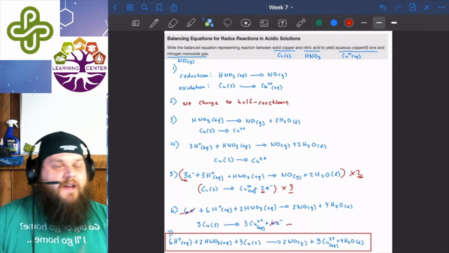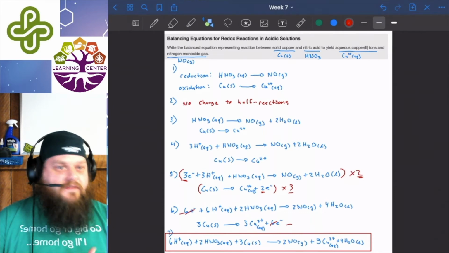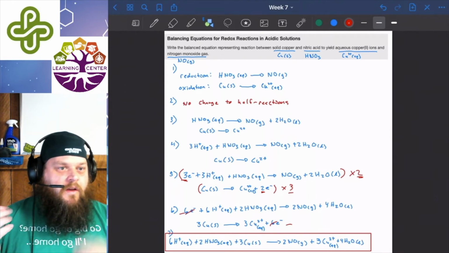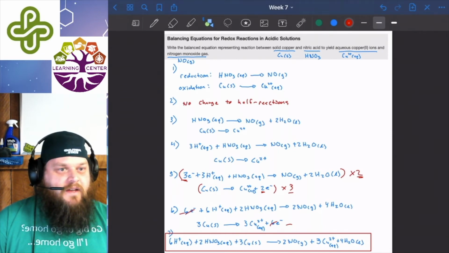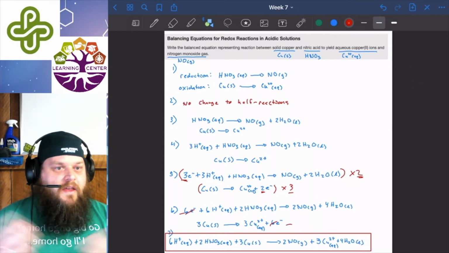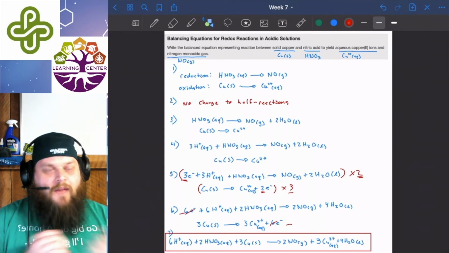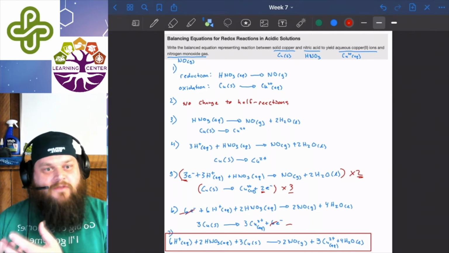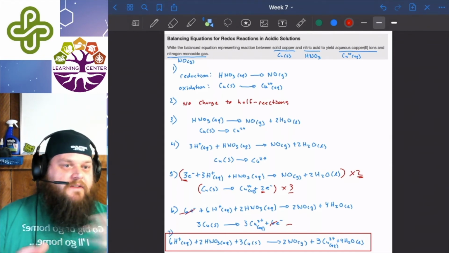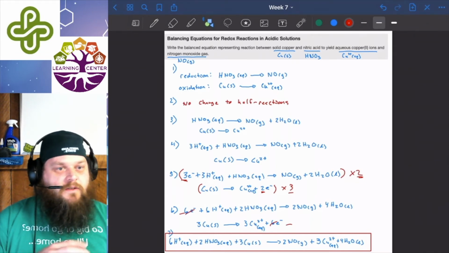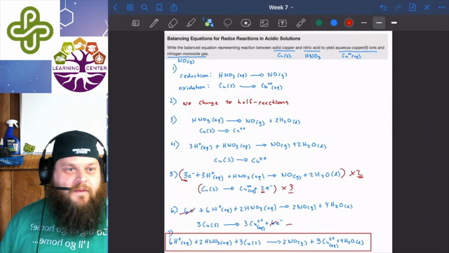Then we add in those hydrogens to them. Basically, how acidic does this solution have to be? And those extra hydrogens floating around in there will balance the hydrogens on the other side of it. Then we add in those electrons. And the electrons are the key part because that's what's happening in this redox reaction. The electrons are flowing from some of the reactants to the products or vice versa, depending on which direction it's going, if it's oxidizing or if it's reducing ultimately.